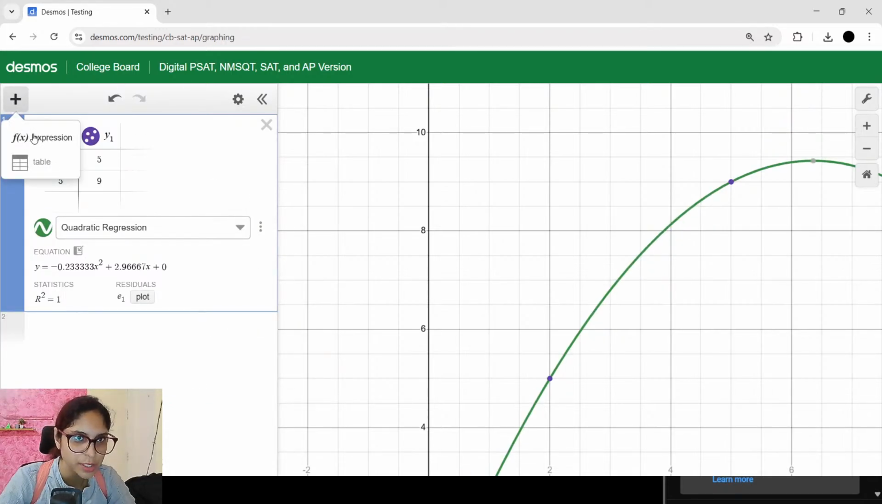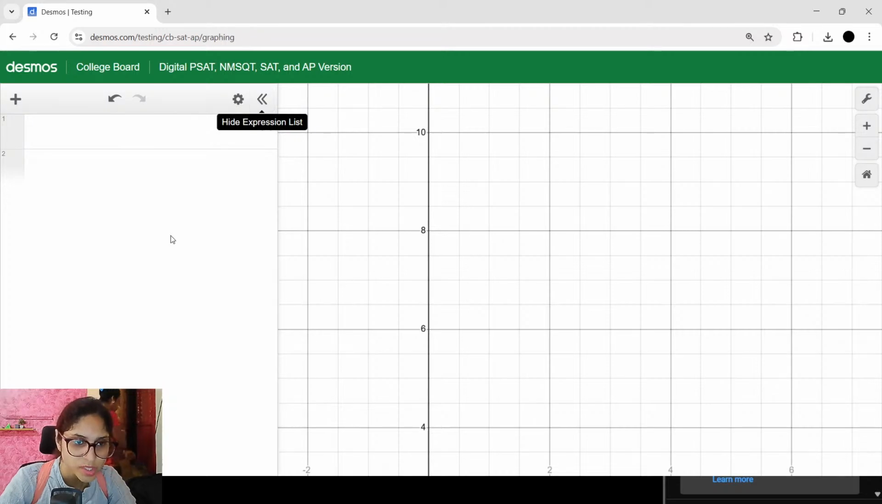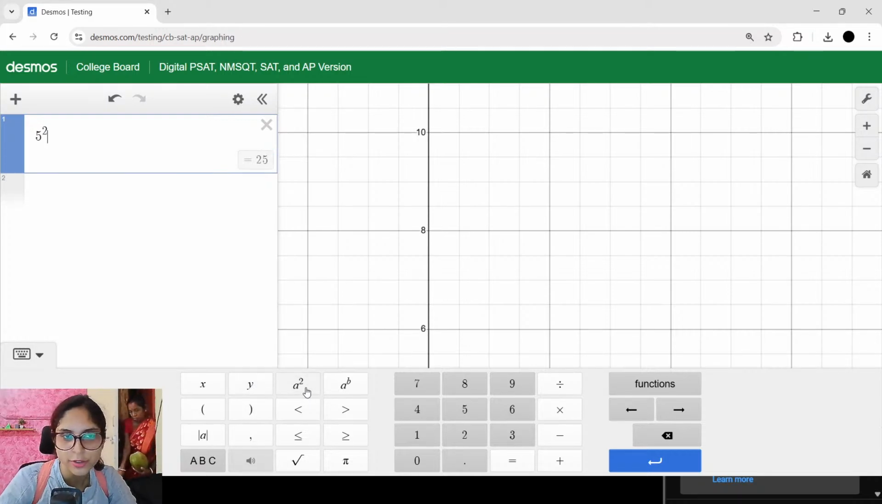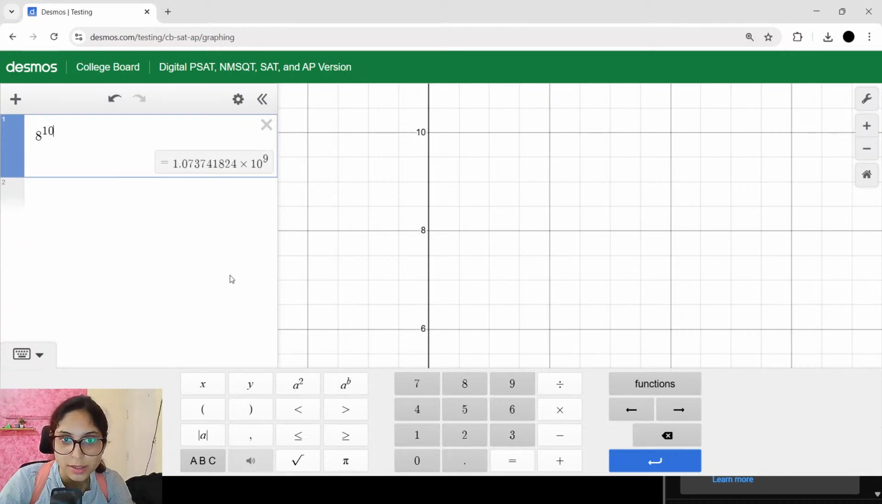So we have covered what can be done over here. You can write expression where you can write an equation. This is the table, and we have seen how you can do regression over here. And yeah, now next thing is your keys over here. So this is x, this is y. You can also just type from your keyboard. This is a squared. So first you have to write any number, and then you can do square like this. If you want to have some other part, for example, a to the power 10, then you can just do a to the power 10. This is one way of doing it, how you can do it using keyboard.